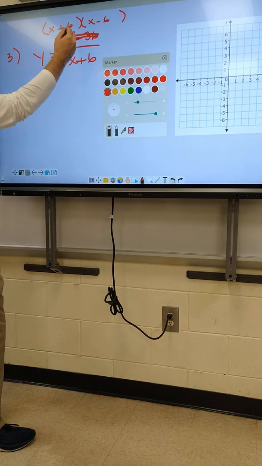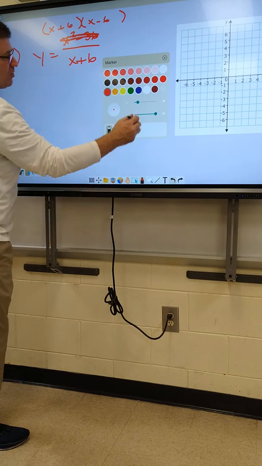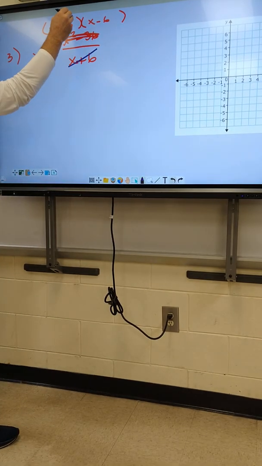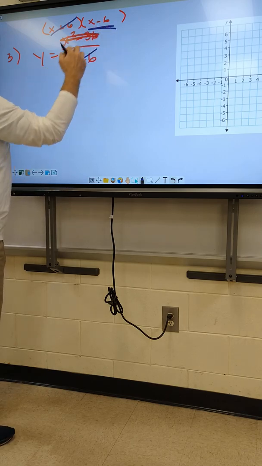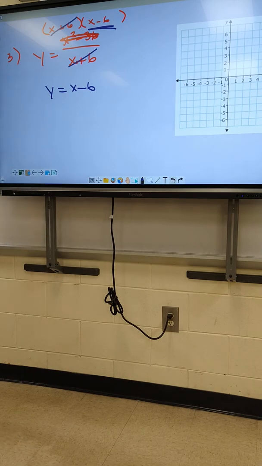All right, what if it was x squared minus 25 instead of x squared minus 36? 5. It would be 5 and 5. One is plus 5, one is -5. Okay. All right, so what we have to do is mark out the ones that are the same. So I can mark out x plus 6 and x plus 6. All right, I need you to bring down the one that's left over. This one is left over. y equals x minus 6. I need y'all to write that down.